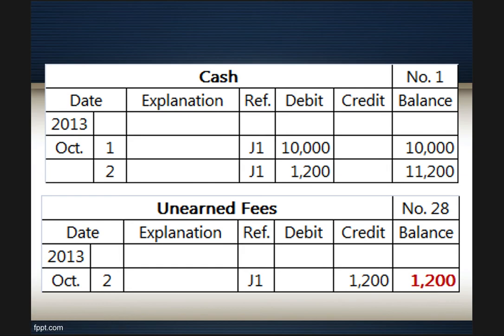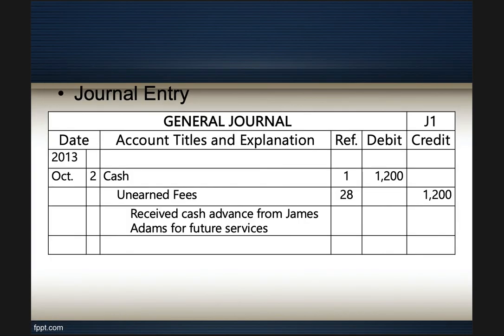Now if you go back to the journal, you can see that these account numbers 28 and 1 are being posted in that particular transaction. So you have cash 1 and unearned fees 28. And again, you have to input these account numbers once you have already transferred the transaction in the journal, in the ledger account.